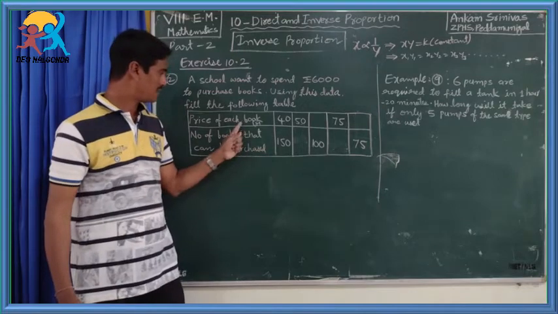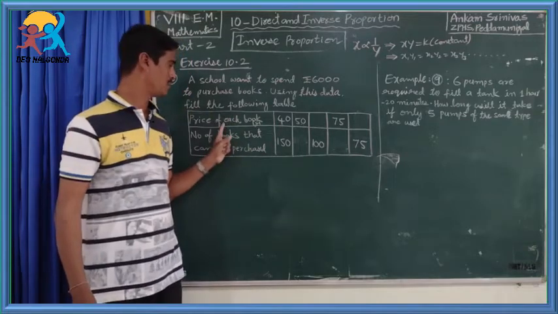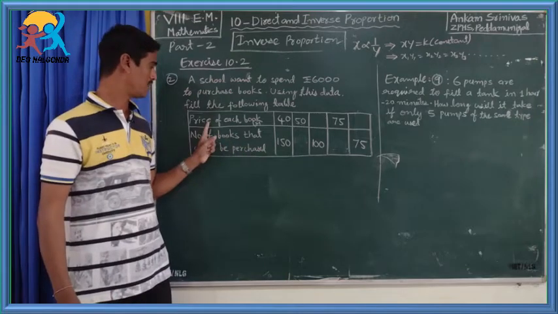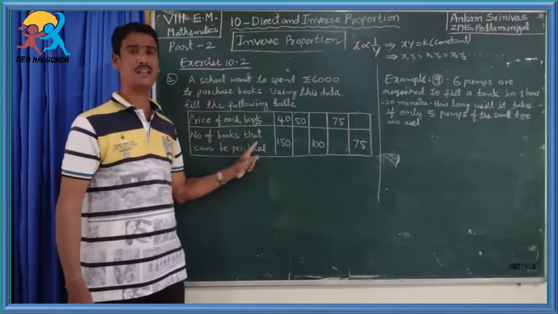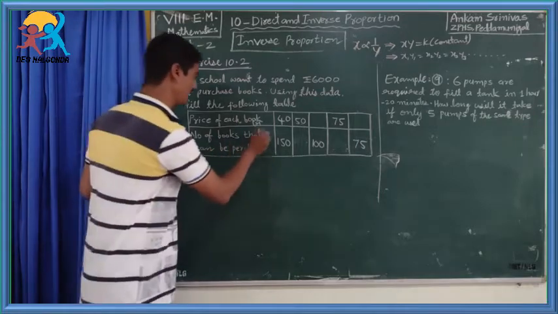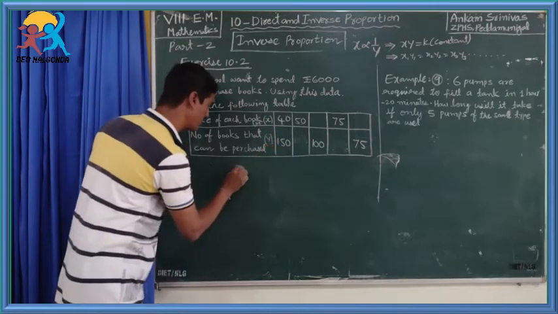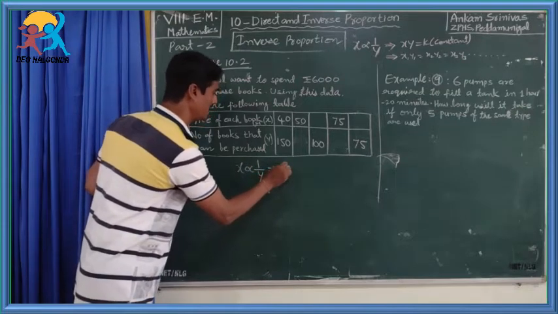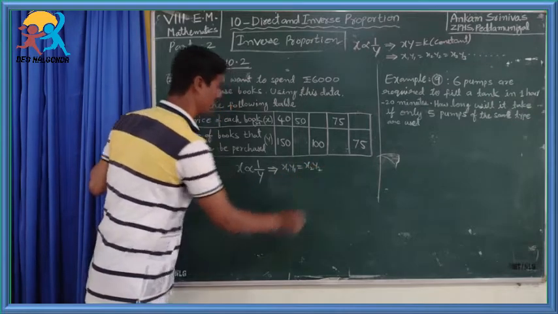So comparing these two quantities, they are inversely proportional. If each book's price is more, the number of books will be less. If the price of each book is less, then the number of books will be more. So these two quantities are inversely proportional. Let us suppose the first quantity is x, the second quantity is y. Then, being inversely proportional, the products are equal: x1 y1 equals x2 y2.